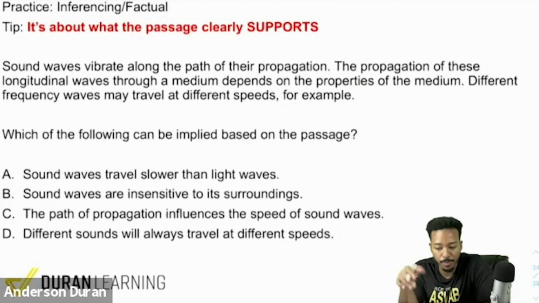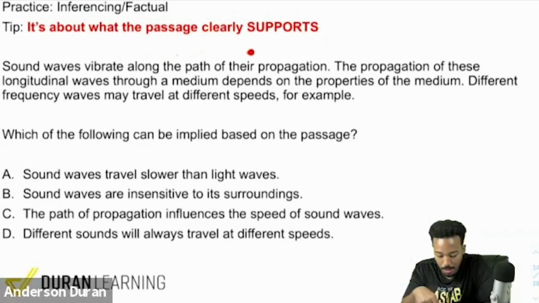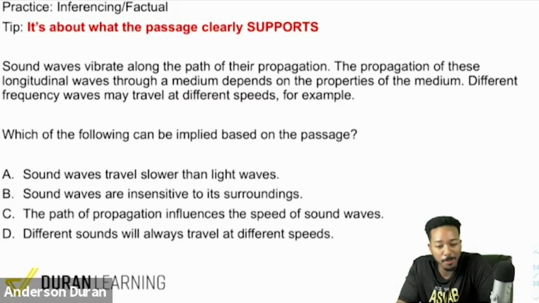It's your choice. So let's go ahead and read the passage here. Sound waves vibrate along the path of their propagation. The propagation of these longitudinal waves through a medium depends on the properties of the medium. Different frequency waves may travel at different speeds, for example. So, David, don't steal my thunder here, man. So here we go. Which of the following can be implied based on the passage?